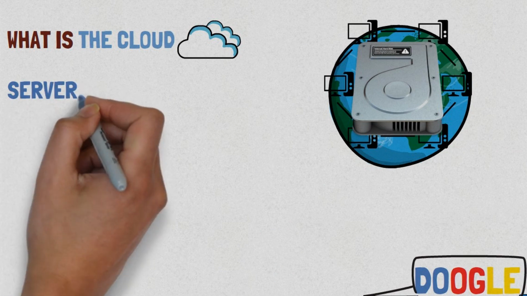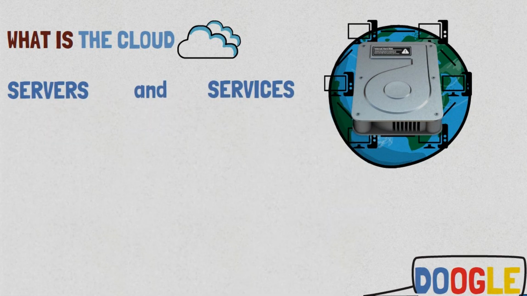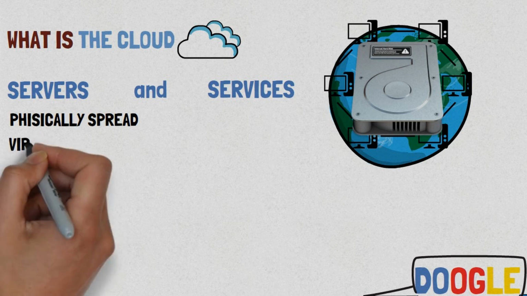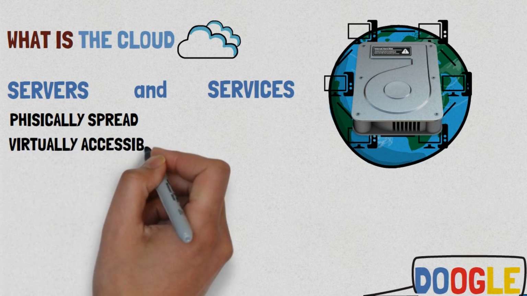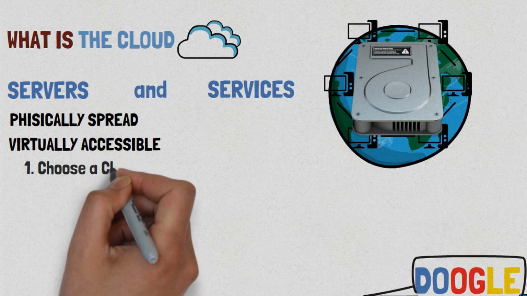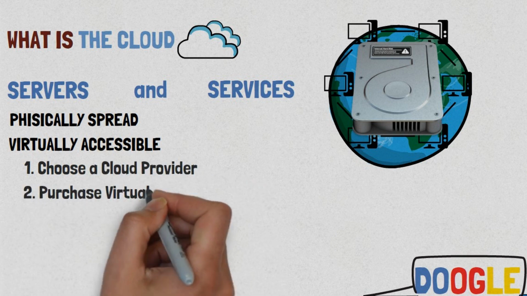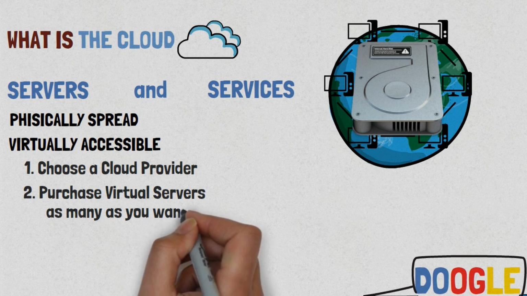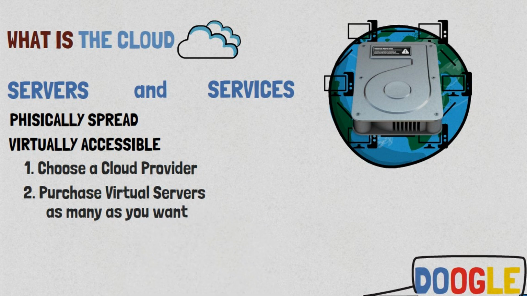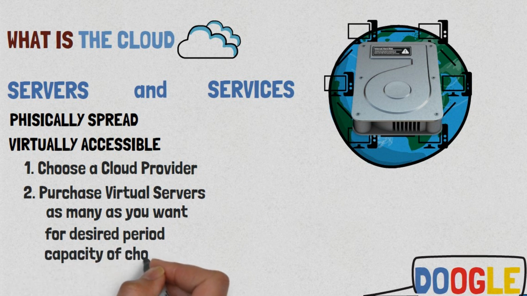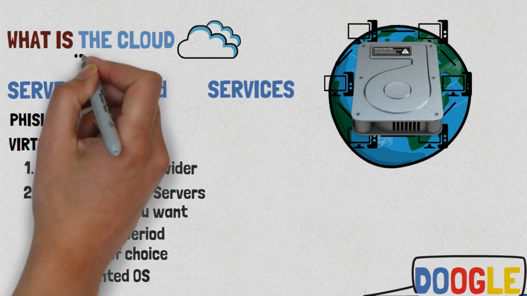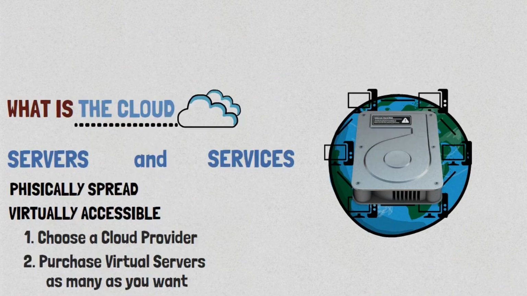So, the cloud is a group of servers and services that you can make use of. The servers are physically spread across the globe and connected together, but you can virtually access those servers. So, you can choose a cloud provider and then purchase virtual servers, as many as you want, with the specifications that you desire, for a period that you desire, with the attached storage that you desire, with the desired operating system. Okay, so that's the cloud. Well, just a part of it.